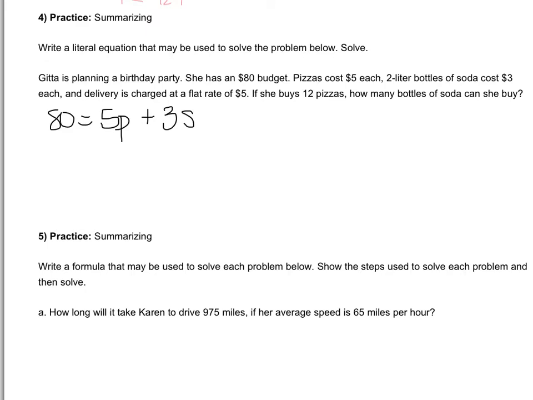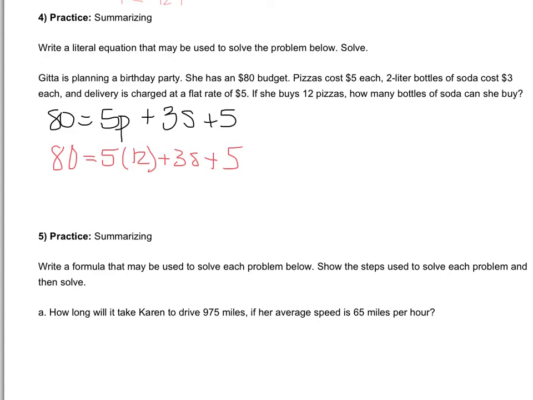And delivery is charged at a flat rate of $5. When they charge a flat rate, that means no matter how much you order, you're going to have to pay $5. So we can just add 5 on, because that's not going to be any more or any less than 5. So the question says, if she buys 12 pizzas, how many bottles of soda can she buy? Well, if she's bought 12 pizzas, then we can replace our P with a 12 and utilize that information to help us solve the problem. So I have 80 equals 5 times 12 plus 3s plus 5.